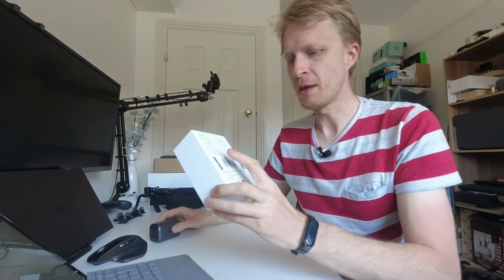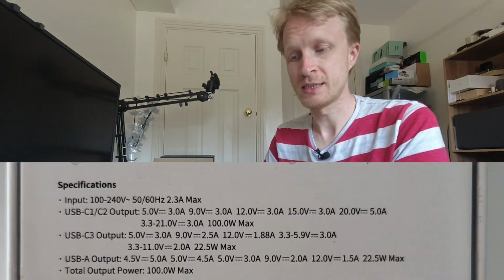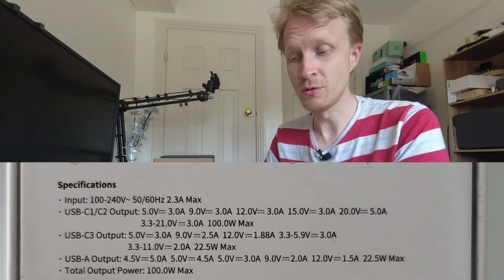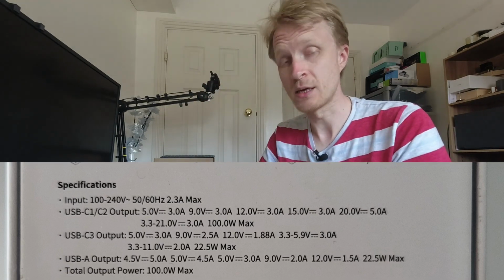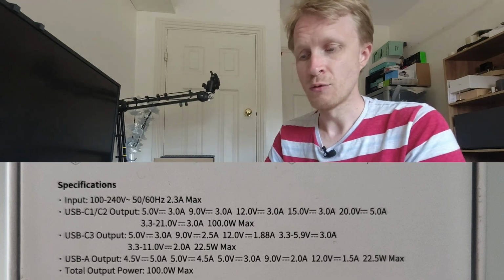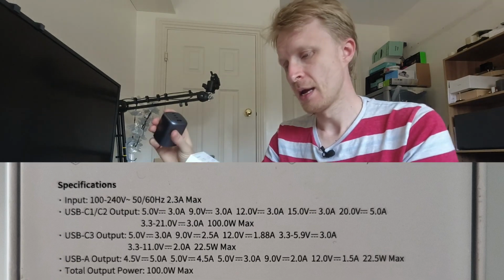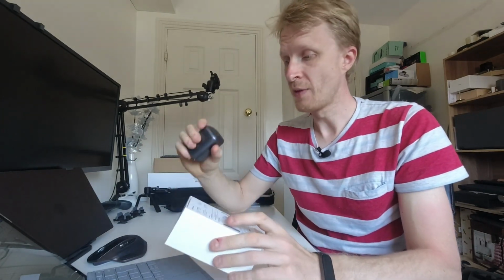Going to the specs, if you go by the information on the box, it says it has three USB Type-C ports and one USB Type-A port. The information on the box says that USB Type-C 1 and C2 output up to various levels of volts and amps and go up to 100 watts max. USB Type-C port 3 goes all the way up to 22.5 watts of power, and USB Type-A goes up to 22.5 watts of power as well. And the total output of this wall plug is 100 watts. So it's a powerful device.